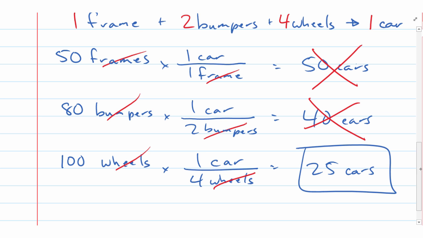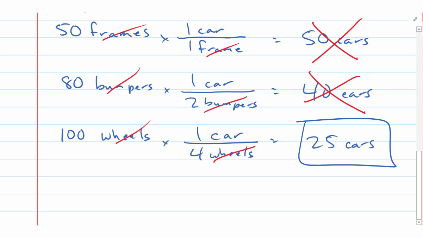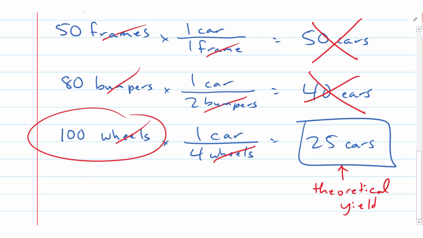So now in a chemistry context, here's how we would give these labels. This right here is referred to as the theoretical yield. And the 100 wheels right here, this would be referred to as the limiting reactant. And here's what these terms mean.